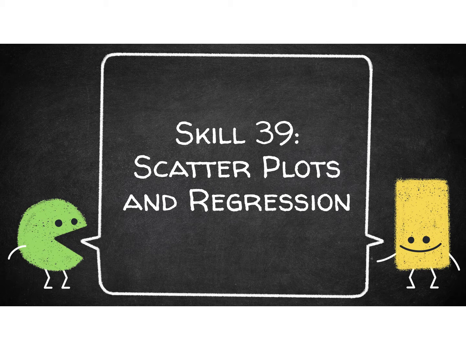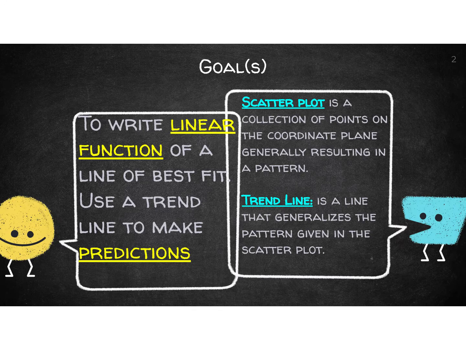Skill 39, Scatter plots and regression. Our goals today are going to be to write linear functions of a line of best fit and use that trend line to make predictions. A scatter plot is a collection of points on a coordinate plane, generally resulting in some sort of pattern. The trend line is a line that generalizes the pattern given in the scatter plot. It's not going to be exact, but it's going to be a good rough estimate.